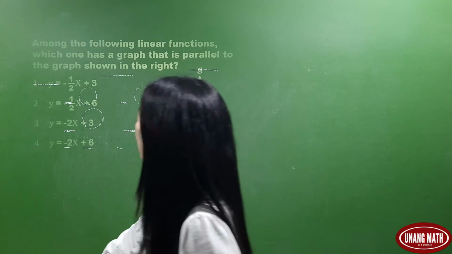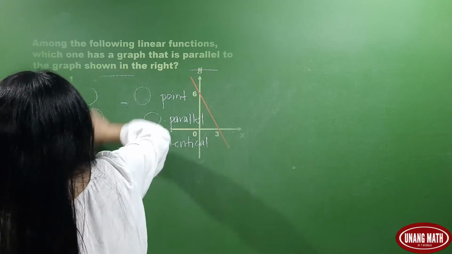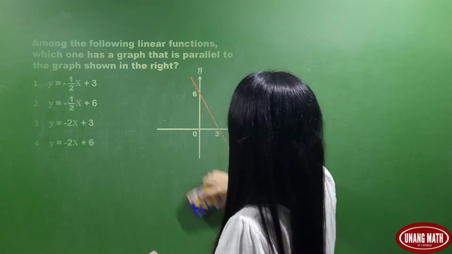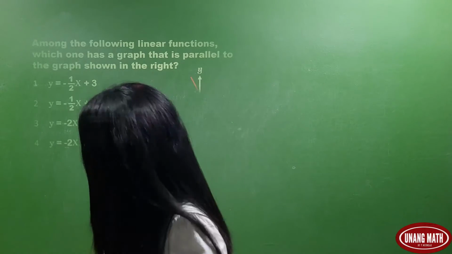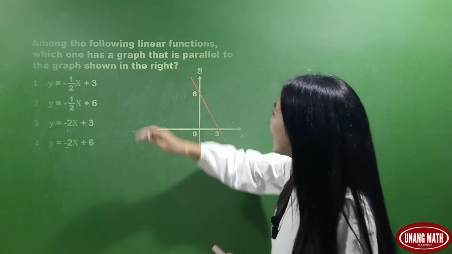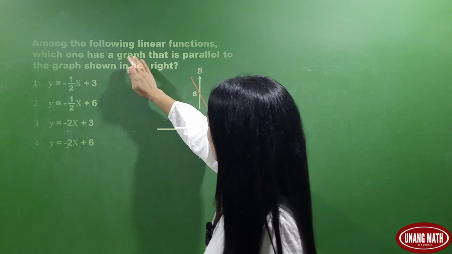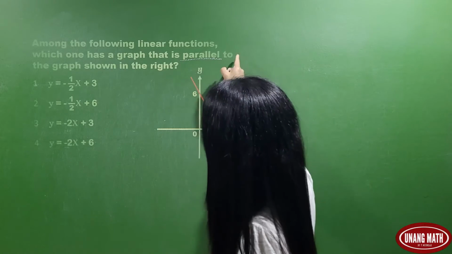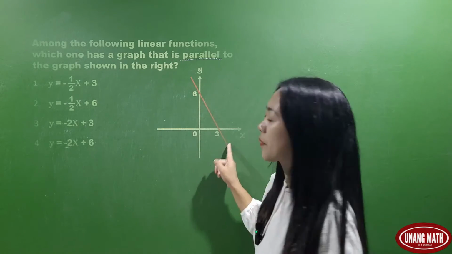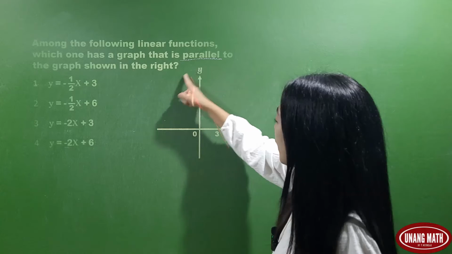Okay, this time, let's answer the following problems. For our first problem, among the following linear functions, which one has a graph that is parallel to the graph shown on the right? So this is our figure.